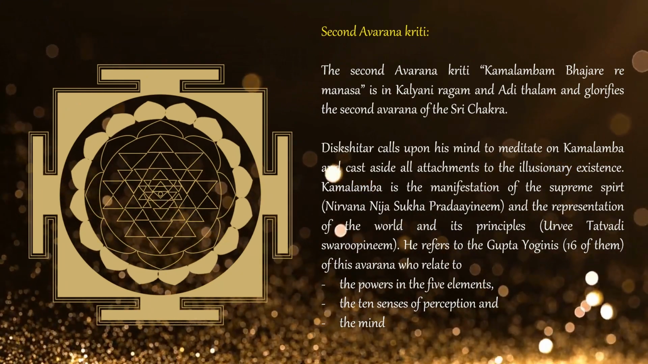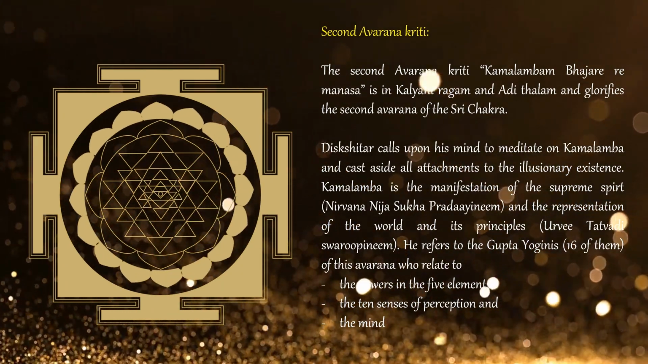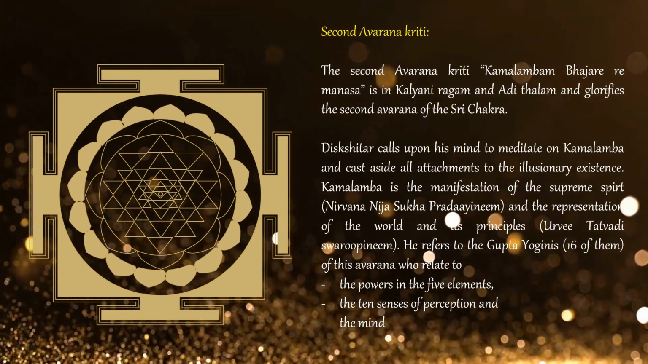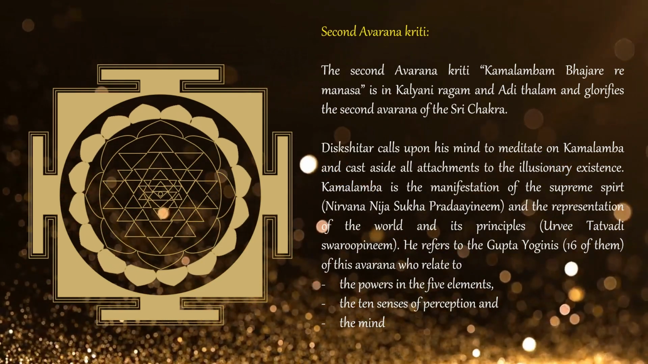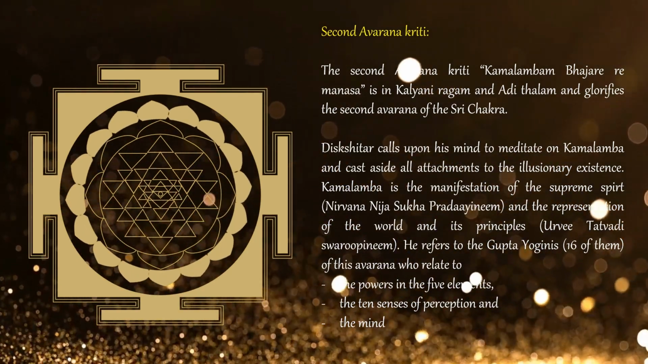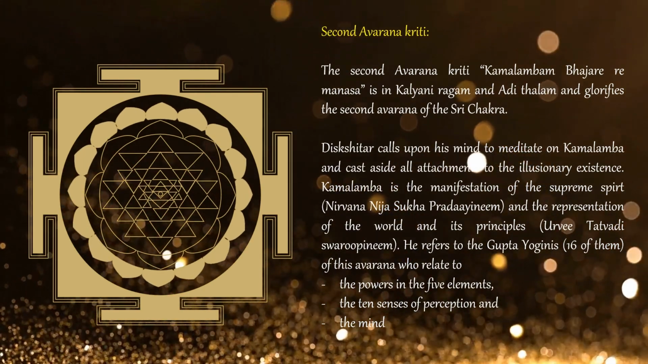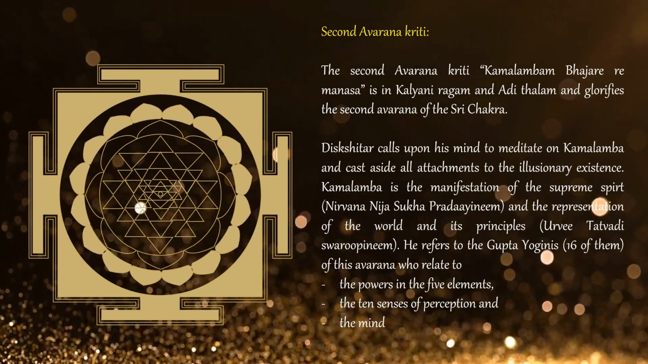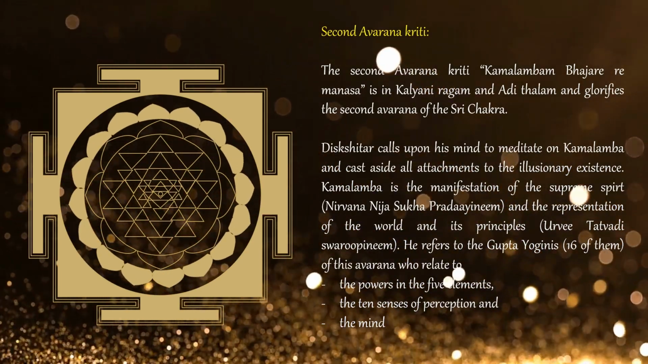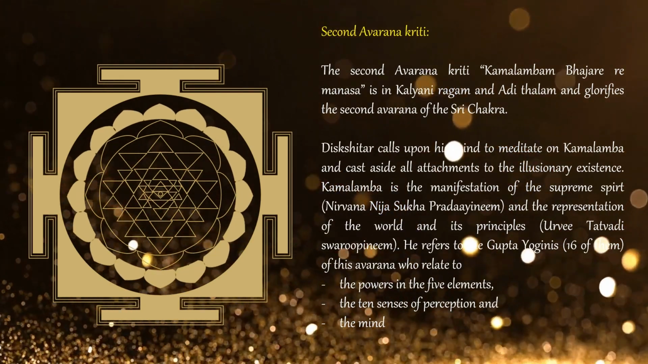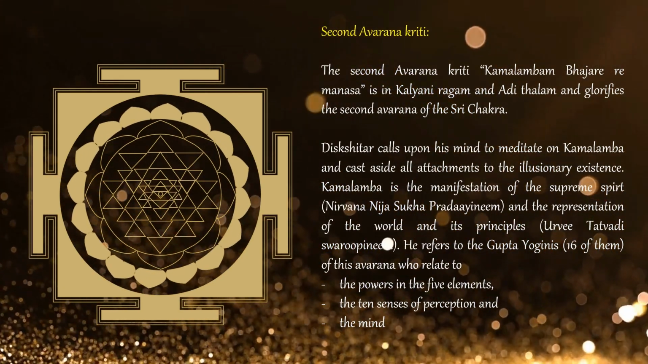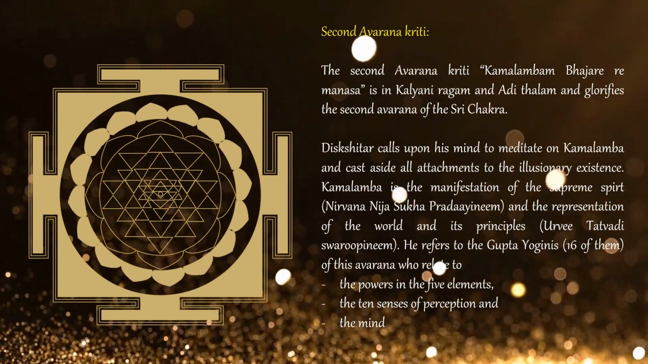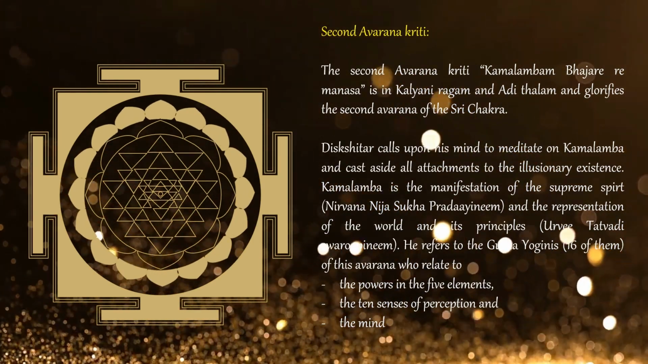The second Avarana Kriti, Kamalamba Bhajare Re Manasa, is in Kalyani Ragam and Adi Talam and glorifies the second Avarana of the Sri Chakra. Dikshitar calls upon his mind to meditate on Kamalamba and cast aside all attachments to the illusionary existence. Kamalamba is the manifestation of the Supreme Spirit and the representation of the world and its principles. He refers to the Gupta Yoginis of this Avarana who relate to the powers in the 5 elements, the senses of perception, and the mind.